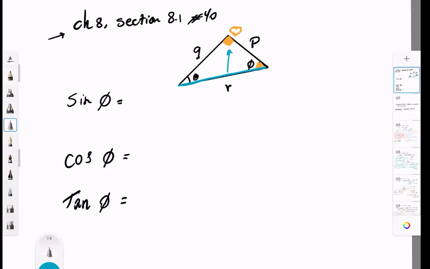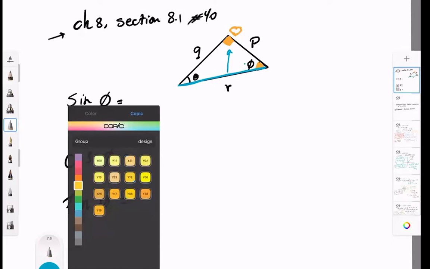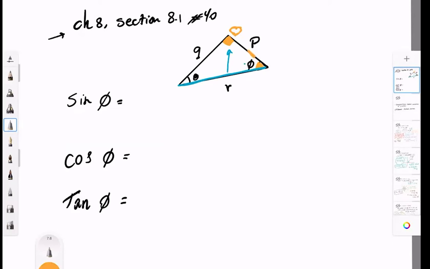So for sine, opposite to this angle. This angle has two sides. One of them is here, another one is there. The one next to it is adjacent. The one in front of it would be opposite. So it will be opposite Q over R. Cosine of this angle will be adjacent over R, and tangent is opposite Q over adjacent. And that's it.